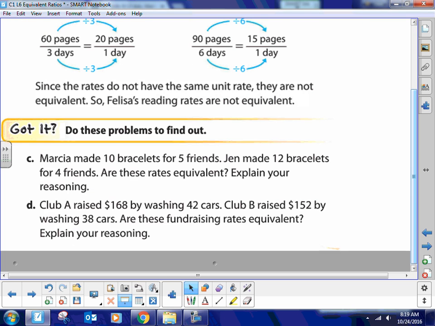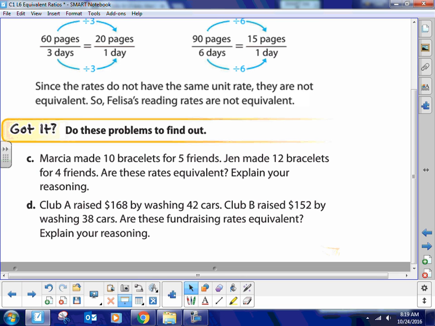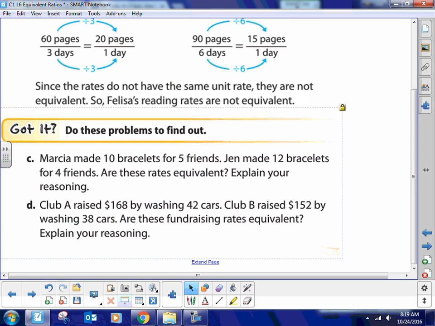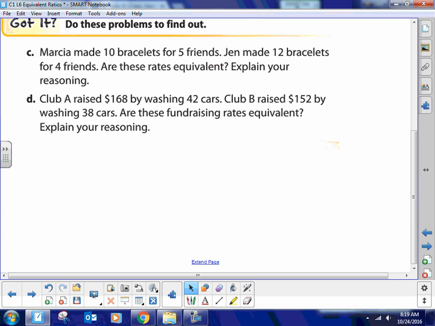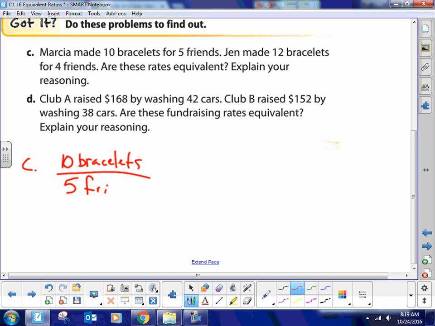All right, let's do these two. Again, I should have put these maybe even. Let me unlock it and extend the page. I think I can do this maybe on one page. All right, so I got C. Marcia made 10 bracelets for 5 friends. And Jen made 12 bracelets for 4 friends.